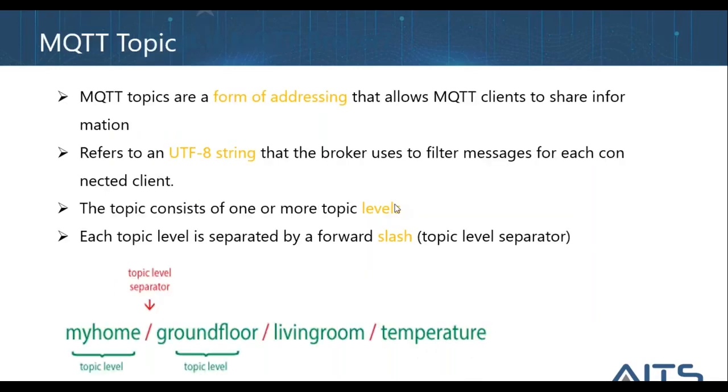Now, in order to transport those messages from one client to another, we need a message, more commonly called a topic. What is a topic? A topic is a string that the broker uses to filter messages for each connected client. The topic name, which is a string, consists of different levels. It can have more than one level. Those levels can be separated by a slash.